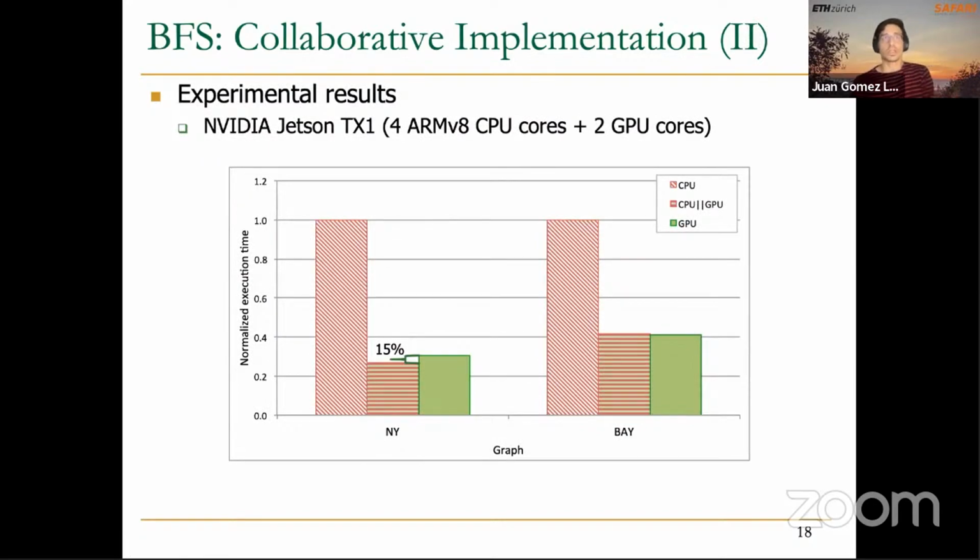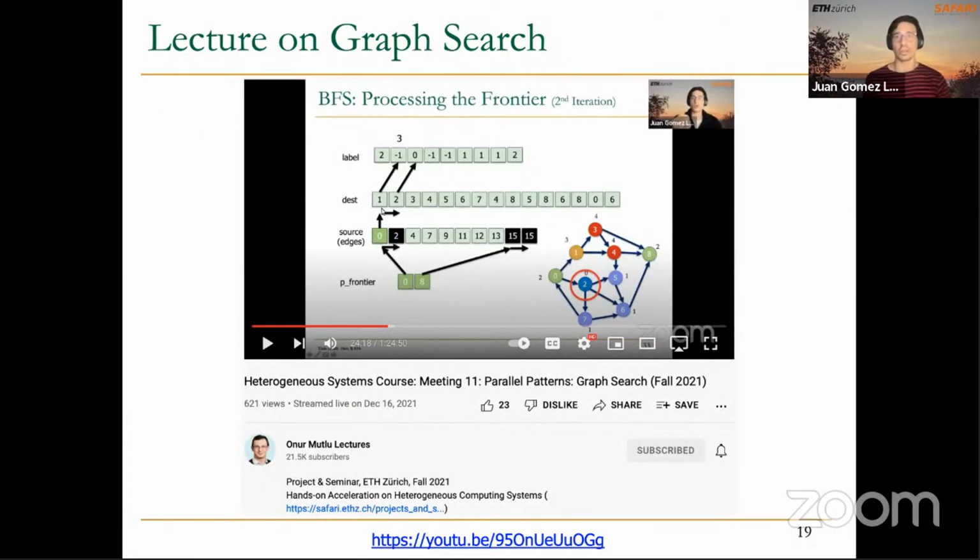Like, for example, in this Jetson platform, you can see here results for two different graphs. For one of them, we obtain like 15% performance improvement. For the other one, we didn't obtain any improvement, but the good thing is that the implementation adapts to the conditions of the graph, and in this case, most of the time it is choosing the GPU, because the frontiers are pretty large, and that's why we see that the execution time of the collaborative implementation is essentially the same as the execution time of the GPU implementation.